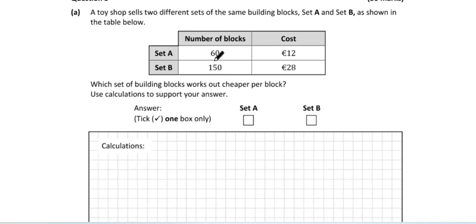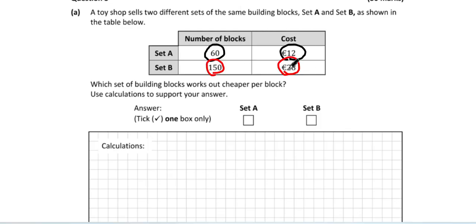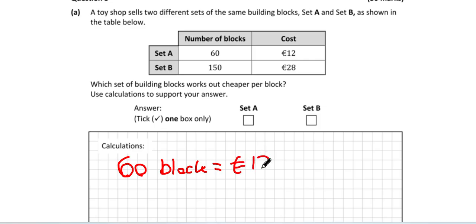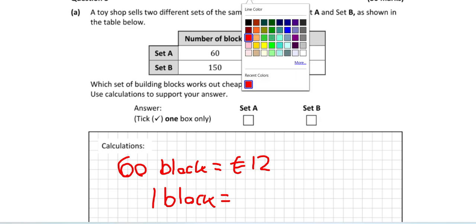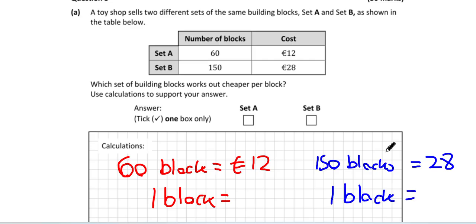They're selling blocks. They either sell 60 blocks at 12 quid or 150 blocks at 28 quid. Okay, grand. Now, what we're gonna do next, guys, is the following. Which one do you think you should get? Figure out the cost per block. So do 12 divided by 60 and figure out what one block is. And then for the other one, it's 150 blocks for 28. So divide it by 150 and figure out what one block is. And then compare the price.